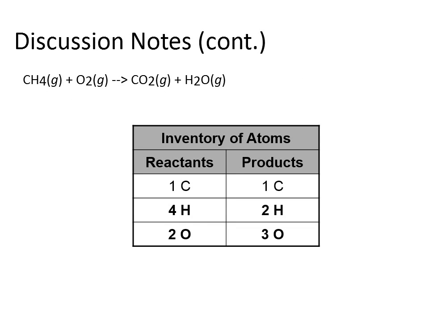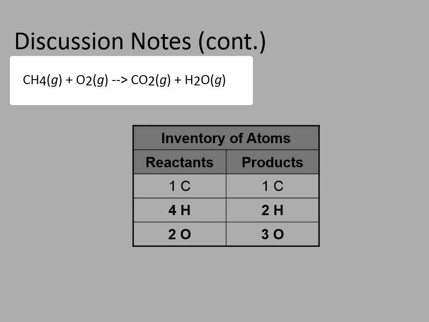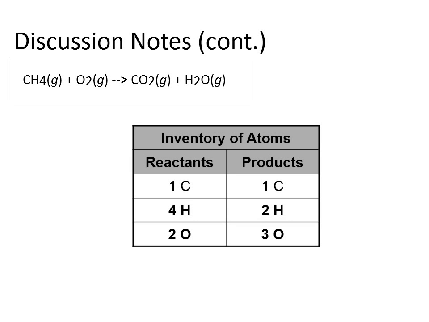In our example reaction, methane gas reacts with oxygen gas to produce carbon dioxide gas and water. An atom inventory of this unbalanced equation is shown in this table. On the reactant side on the left, we have 1 carbon, 4 hydrogens, and 2 oxygens. On the product side, we have 1 carbon as well, however we only have 2 hydrogens and 3 oxygens.